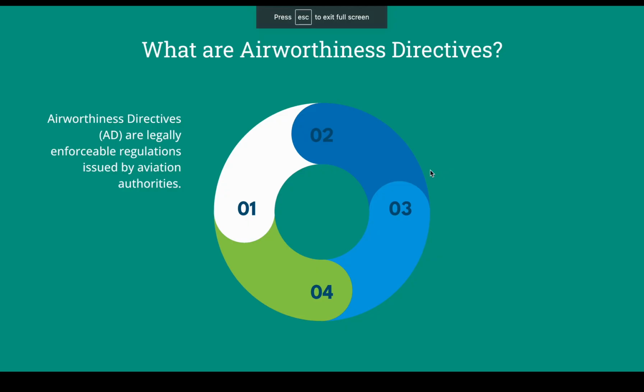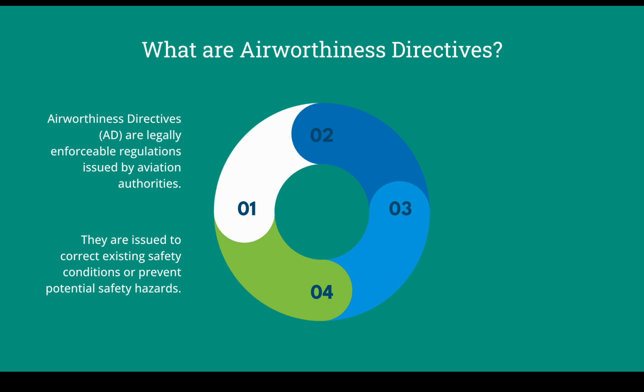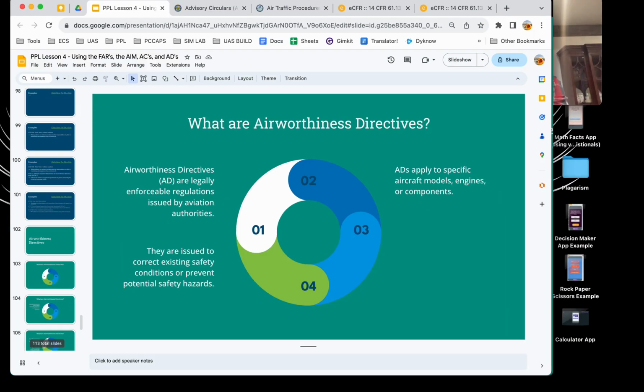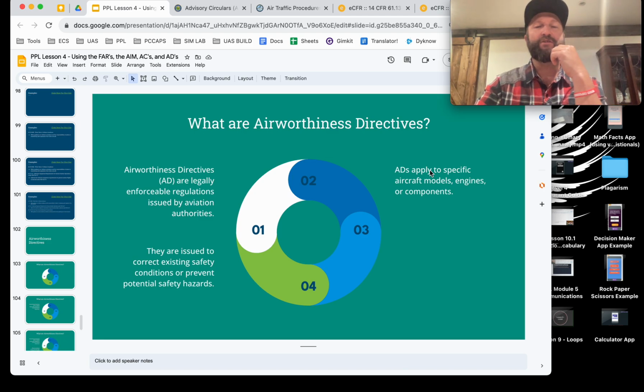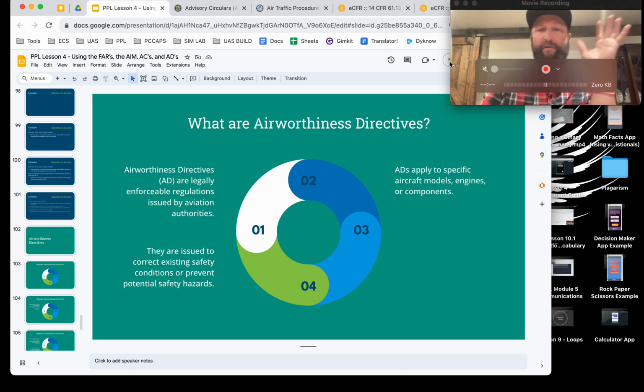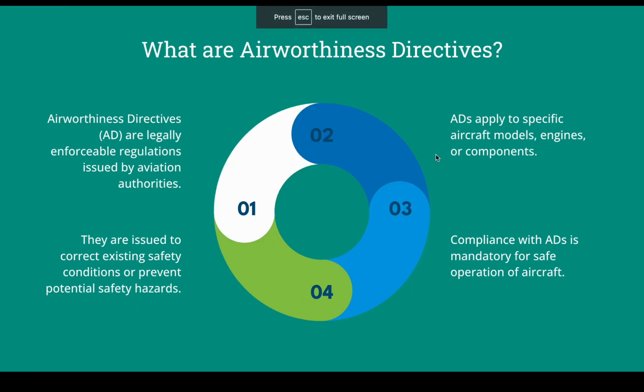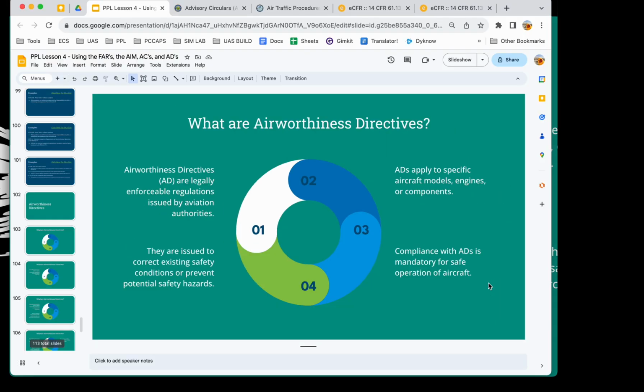ADs are legally enforceable regulations issued by the aviation authorities. They are regulatory. They are issued to correct existing safety conditions or prevent potential safety hazards. ADs apply to specific aircraft models, engines, and components. So you may say for the IO360 L2A Continental engine, every 150 hours you must change the oil filter or something like that. So it'll be very specific to something like that. Compliance with an AD is mandatory. So it's something you need to check before every single flight.